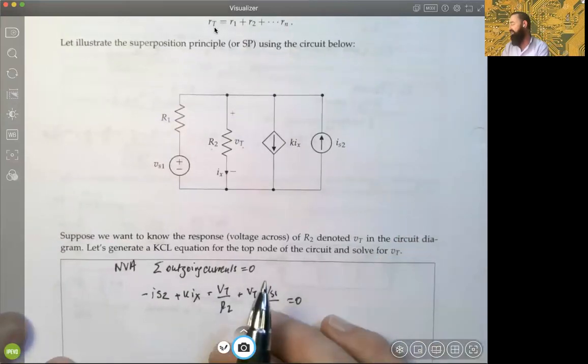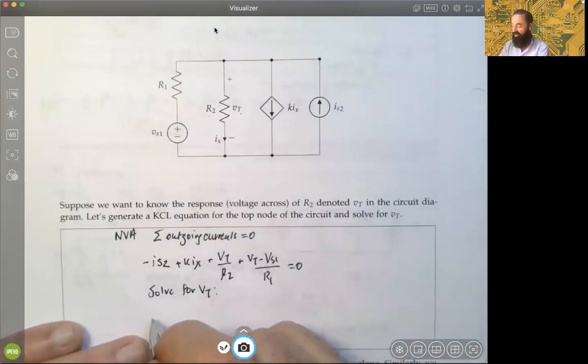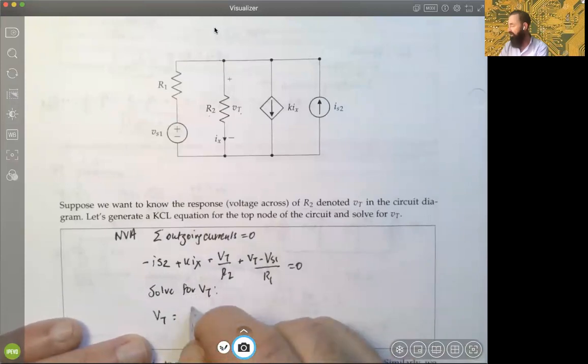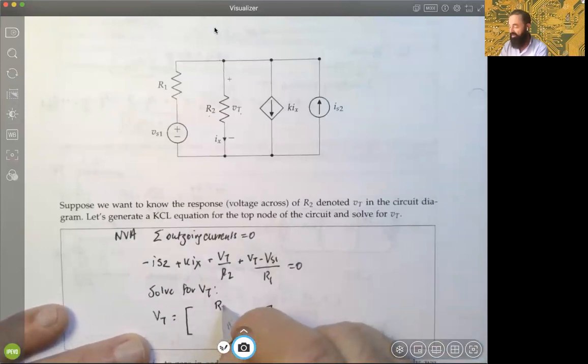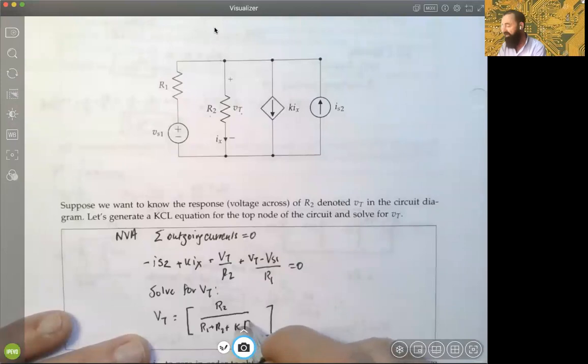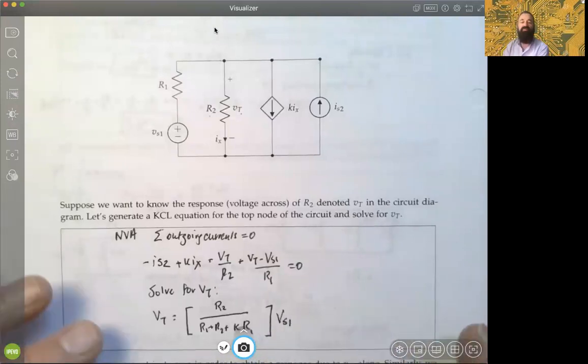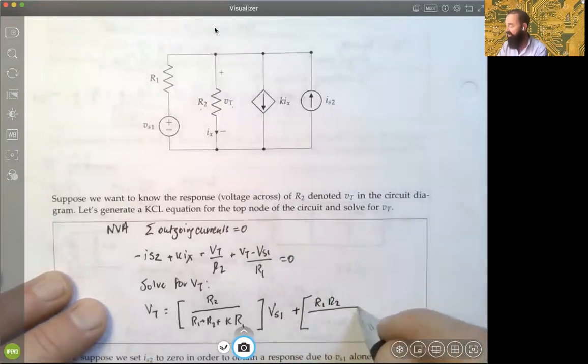And if we rewrite this and solve for VT, okay, what we would get is the following. I've already done this algebraically just to save some time. You're going to get two fractions times both of those sources. One of them will be the second resistance over the sum R1 plus R2 plus K times R1, and that will be multiplied by the voltage source 1. And then you will have another fraction, R1, R2 in the numerator, with exactly the same denominator, R2 plus K times R1.